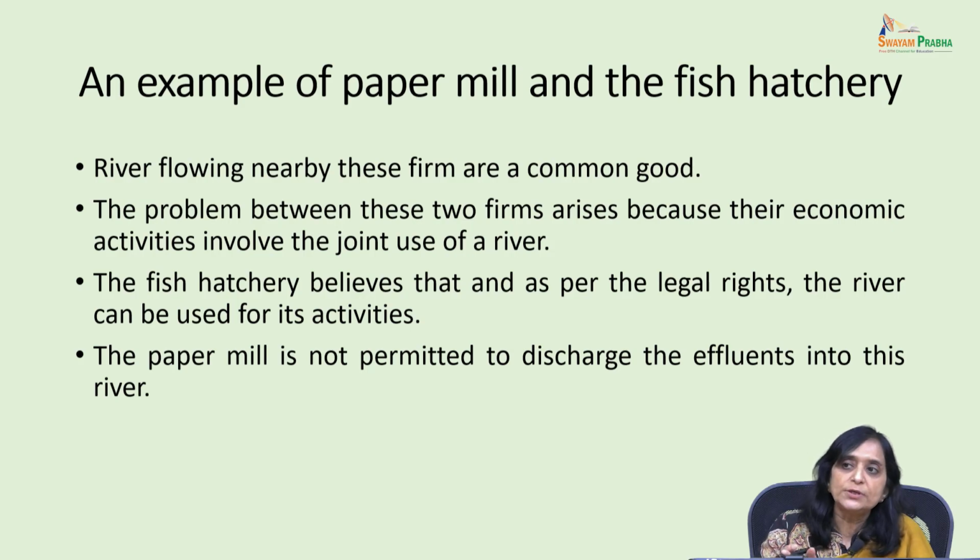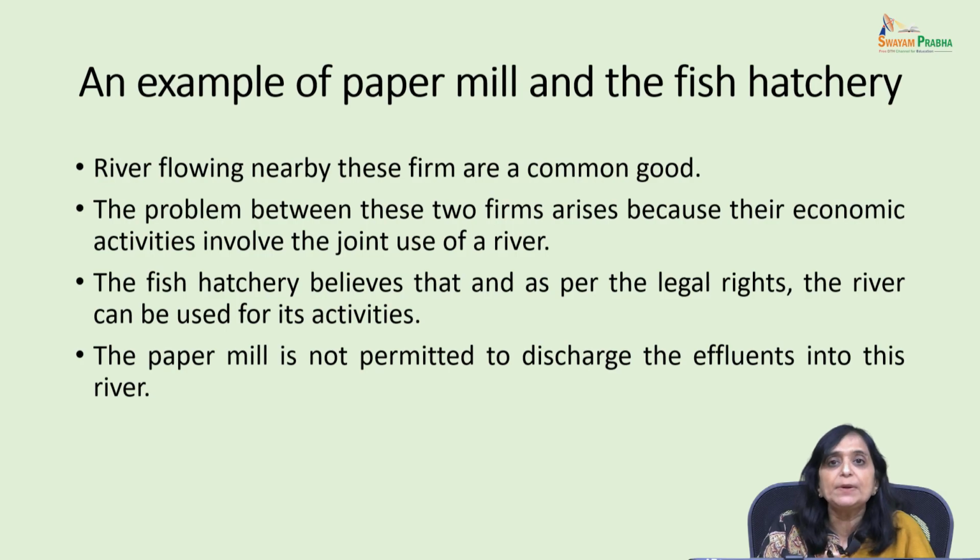That pollution can damage or kill the fish or have an impact on the quality of fish. So it will have an impact on the business of the fish hatchery. Now the fish hatchery believes that as per its legal rights, the river can be used by it. So if the fish hatchery says that as per the legal rights the river can be used only for fishing, then the paper mill will not be permitted to discharge the effluent into the river.